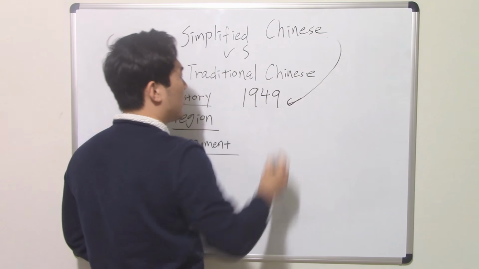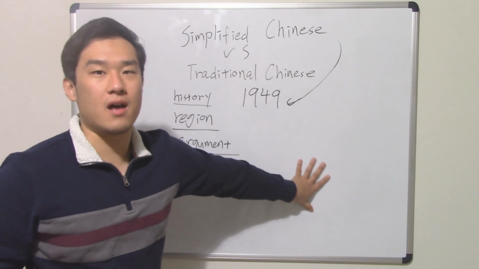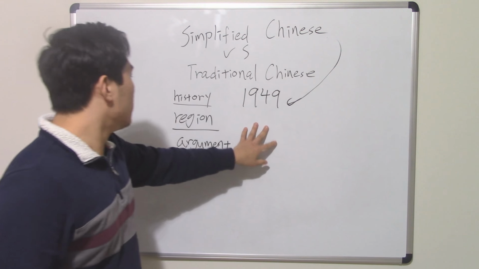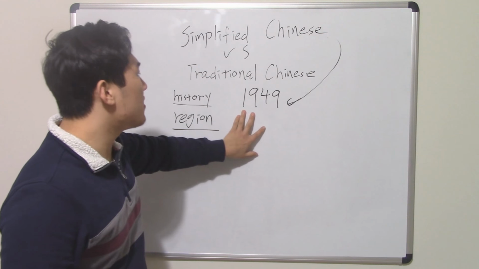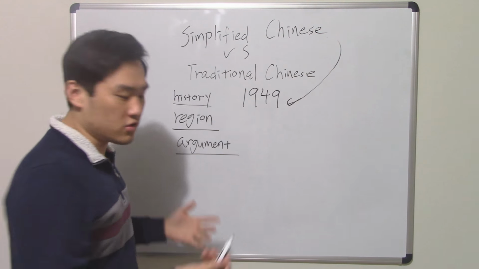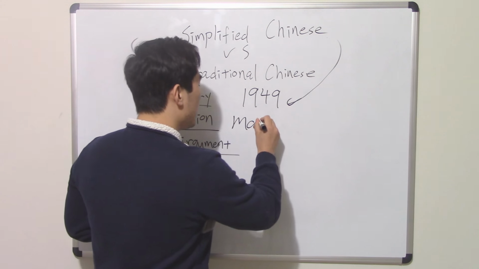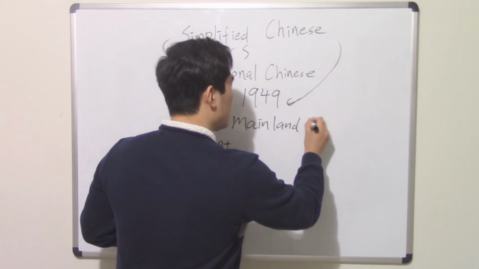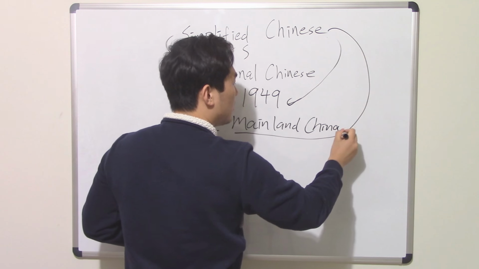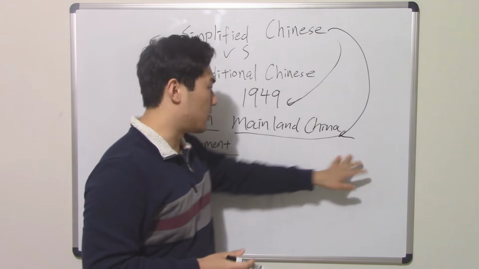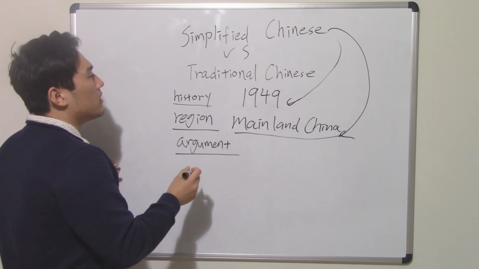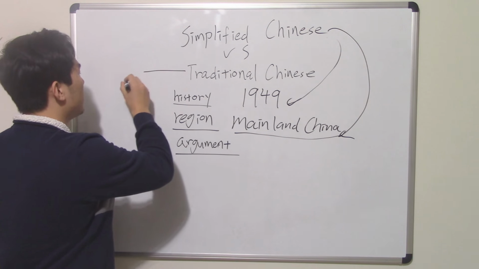It's 1949, and obviously before that, all Chinese was traditional Chinese. We just spent much more time writing it, right? So that's the history of simplified Chinese. Now let's talk about region. Simplified Chinese is used in mainland China. That's where simplified Chinese is used most of the time, pretty much all the time. And traditional Chinese will be used in places like Taiwan.